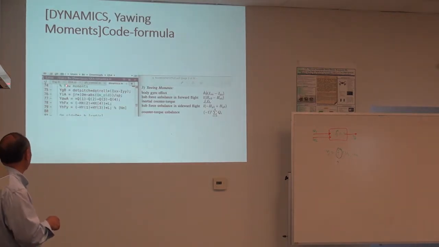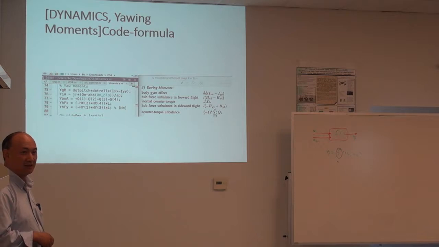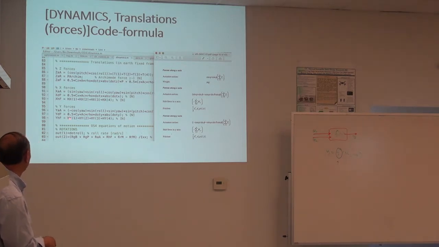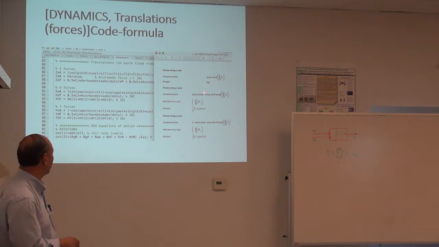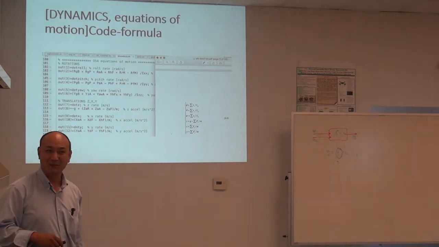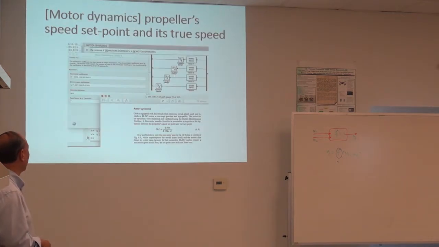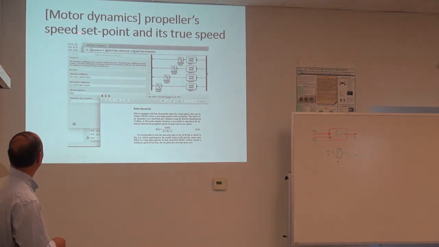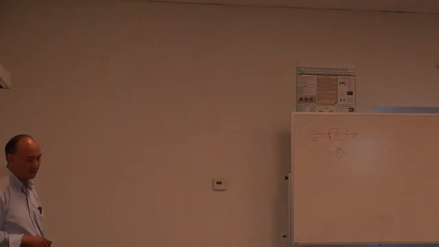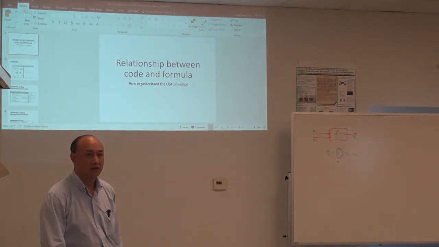In here, you can see your moments, they do something here. I hope you went through the code and roughly see these are the XYZ or total forces, they add together. Then you have a much better understanding of the flight dynamics, all those 12 differential equations. These are the code and formula comparison. And then how you can do propeller speed set point and its true speed. They have rotor dynamics, put something like this, and so on and so forth. Okay, I think I understand now what you're asking for.